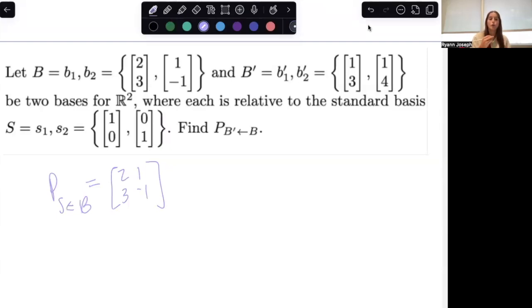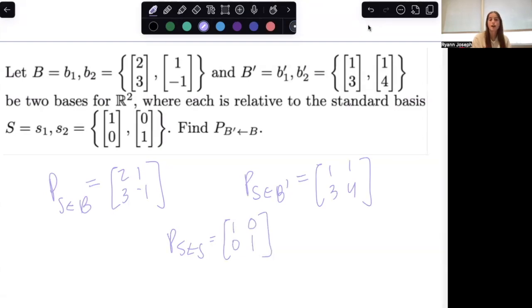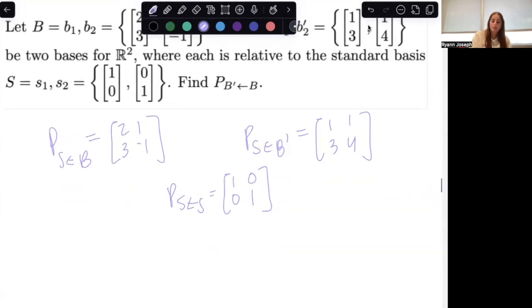It's always like this, because you can always use this to go from something with reference to B to something with reference to S. Same thing here, I can go from B prime to S using 1, 3, 1, 4. Trivially, we can also say S to S is just 1, 0, 0, 1. Everything always is just going to S. If you remember that, you're going to be in good shape. They want us to find P going from B to B prime. So I want to find a way to put some of these matrices together so that I can form B going to B prime.